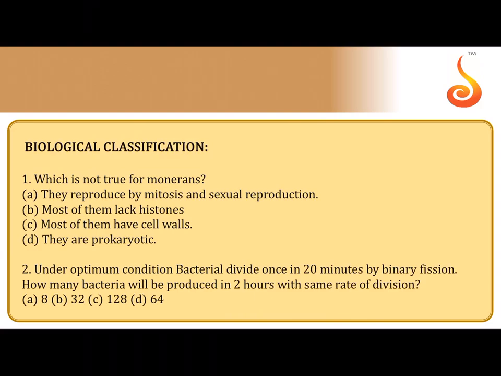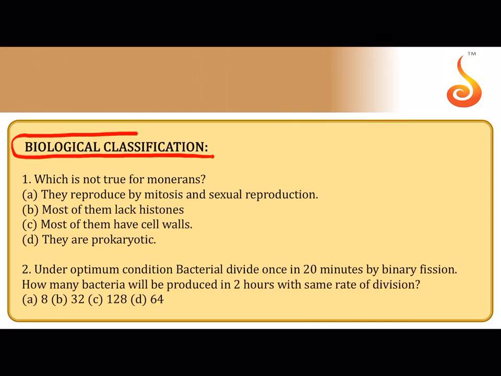Okay, now let us move on to the next chapter, that is biological classification. So let us discuss some of the questions from biological classification now. What is not true for Monerans? Monerans are prokaryotic. The first option says they reproduce by mitosis and sexual reproduction.